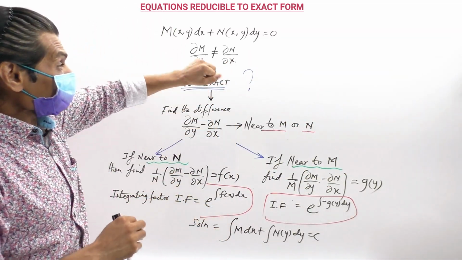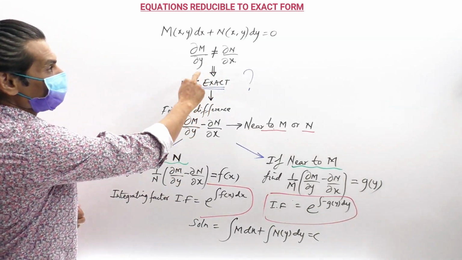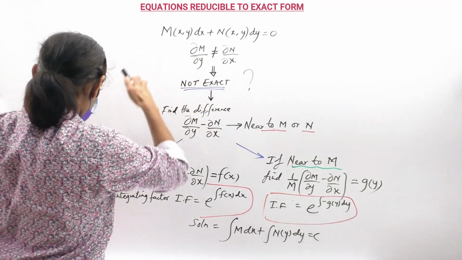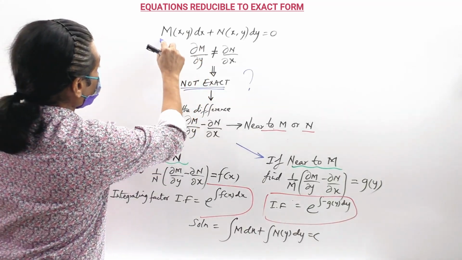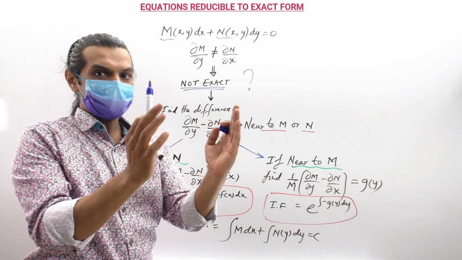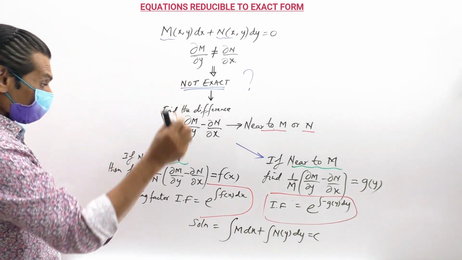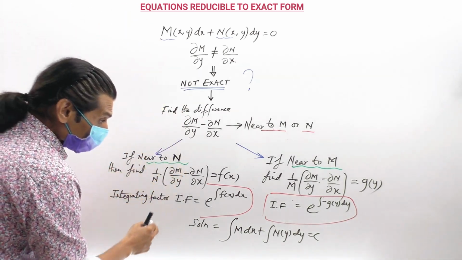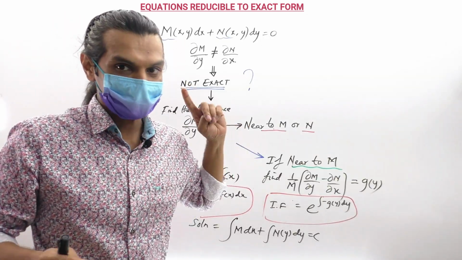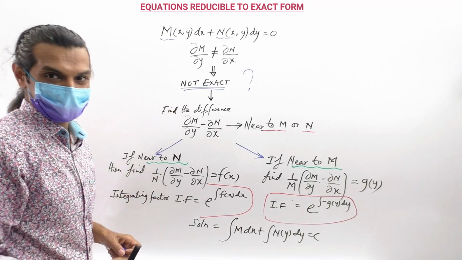But if it is not equal, then it is not exact. Then step one, find the difference dou m by dou y minus dou n by dou x. See whether the difference is near to the m value or the n value. The values should not be identical, not the same. Now, if it is near to n, then we find 1 by n into dou m by dou y minus dou n by dou x is equal to f of x. Near to n means f of x. So, the integrating factor becomes e raised to integration of f of x dx.